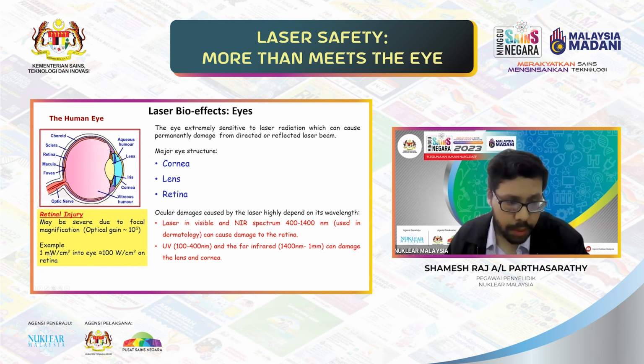So let's say 1 milliwatt per cm square of power density of laser radiation goes into the eye. The moment it reaches the lens, the lens amplifies and transmits it to the retina. So the power density, or the radiant exposure, measured at the retina is around 100 watt per cm square on the retina. This shows how dangerous the laser is. That's why we need to exhibit extreme caution.